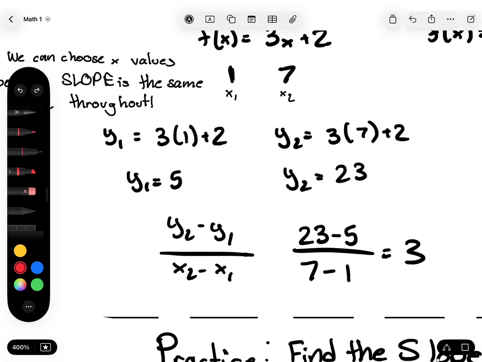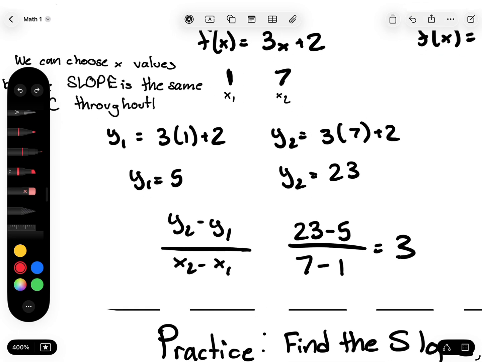But when we're finding the rate of change, what we do is we identify our x1s and x2s, and we use those values to find our y1s and y2s. So to find y1, I substituted our x with x1. 3 times 1 is 3, 3 plus 2 is 5, y1 equals 5. Similarly, I do the same thing for x2. y2 equals 3 times 7 plus 2. 3 times 7 is 21. 21 plus 2 is 23.